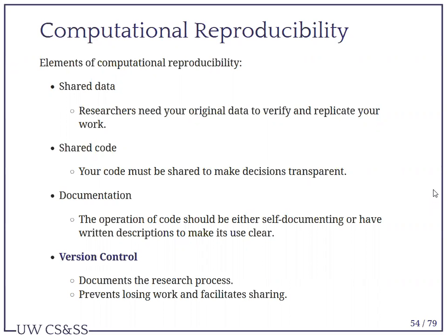One good part of computational reproducibility is version control. This documents the whole research process as it's going on. And it also prevents losing work and facilitates sharing.